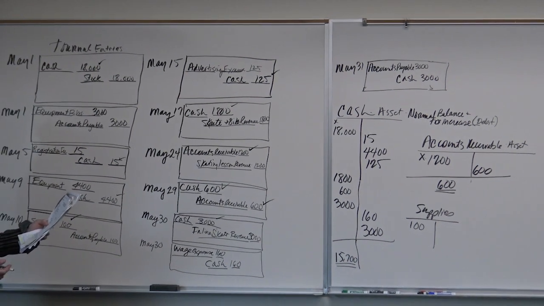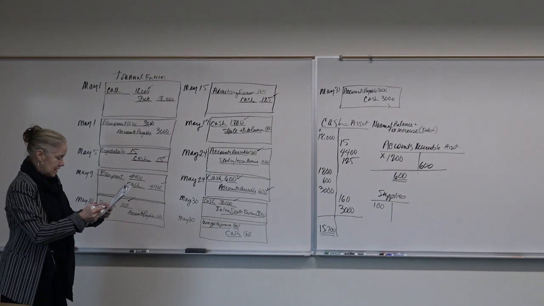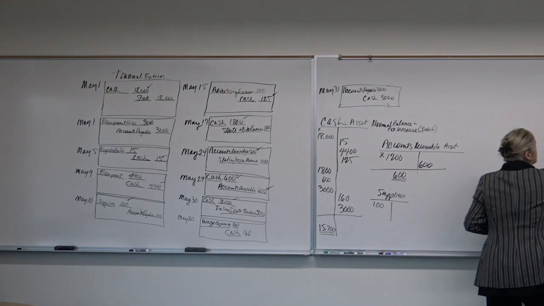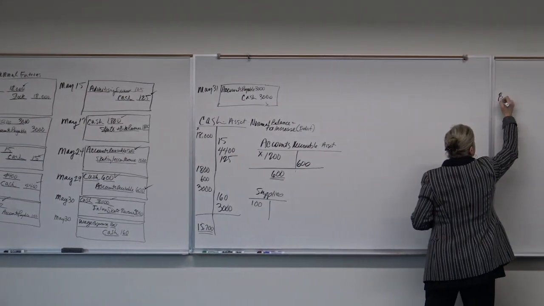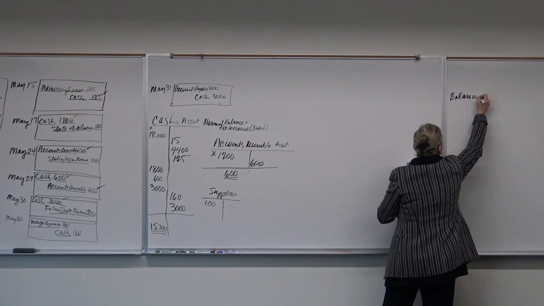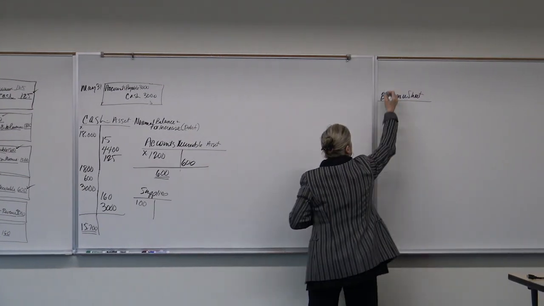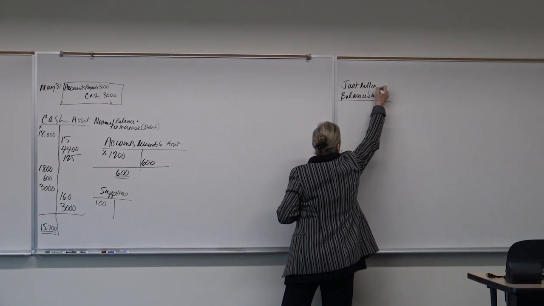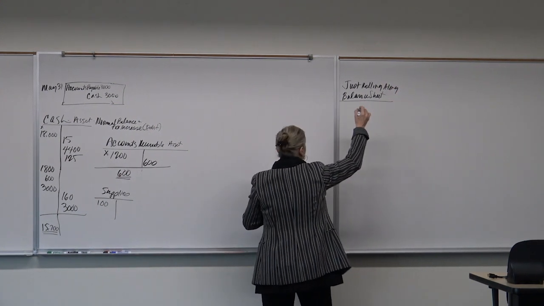And as you know, we're going to take a look and see if we have any other, okay, so we have our balance sheet. Can you see me here? Yes. Okay, so here's our balance sheet. Okay, and this is a company called Just Rolling Along. Okay, and the date is for the month of May.